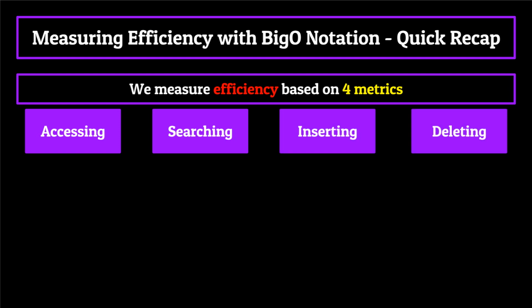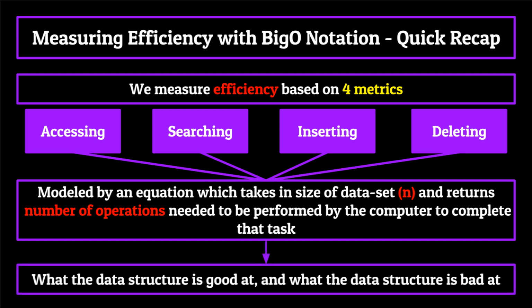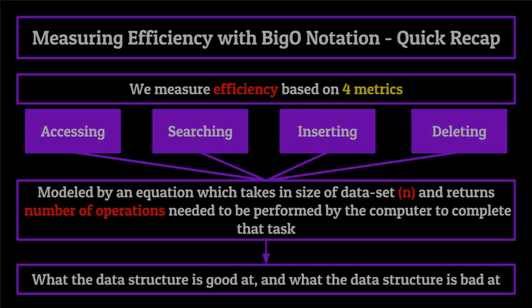Each of these criteria is modeled by an equation which takes in the size of the data structure in number of elements n and returns back the number of operations needed to be performed by the computer to complete that task. By measuring these 4 metrics, we can get a pretty good understanding of what the data structure is good at and what the data structure is bad at.